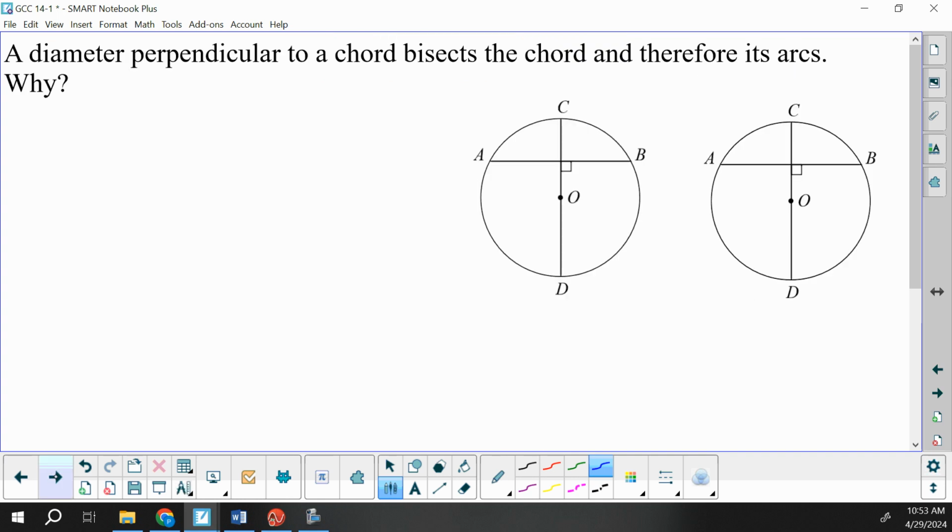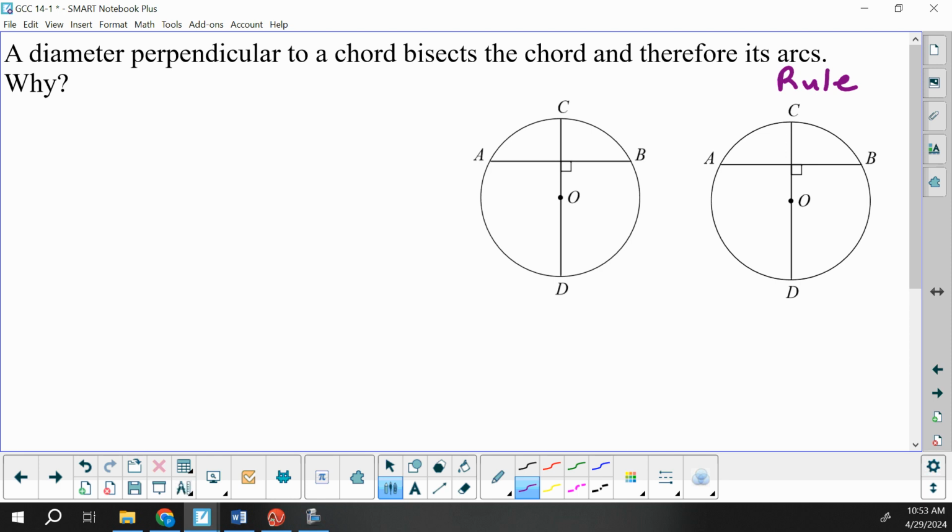All right, going down to the bottom, again, we've got two pictures. We're going to have the right-hand one, we'll mark up what the rule is, and then we'll show you why it is in the left-hand one. So the rule is if you have a diameter that is perpendicular to the chord, it bisects the chord, and therefore it also bisects its arcs.